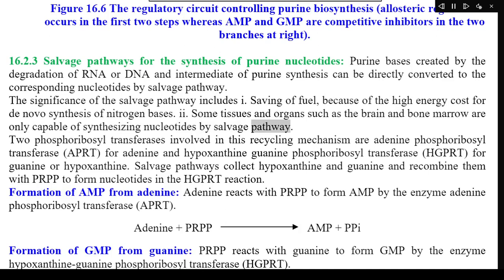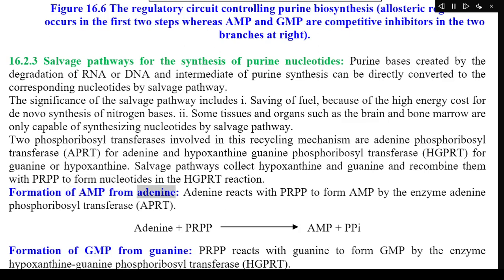by salvage pathway. 2 phosphoribosyl transferases involved in this recycling mechanism are adenine phosphoribosyl transferase, APRT, for adenine, and hypoxanthine guanine phosphoribosyl transferase, HGPRT, for guanine or hypoxanthine. Salvage pathways collect hypoxanthine and guanine and recombine them with PRPP to form nucleotides in the HGPRT reaction.